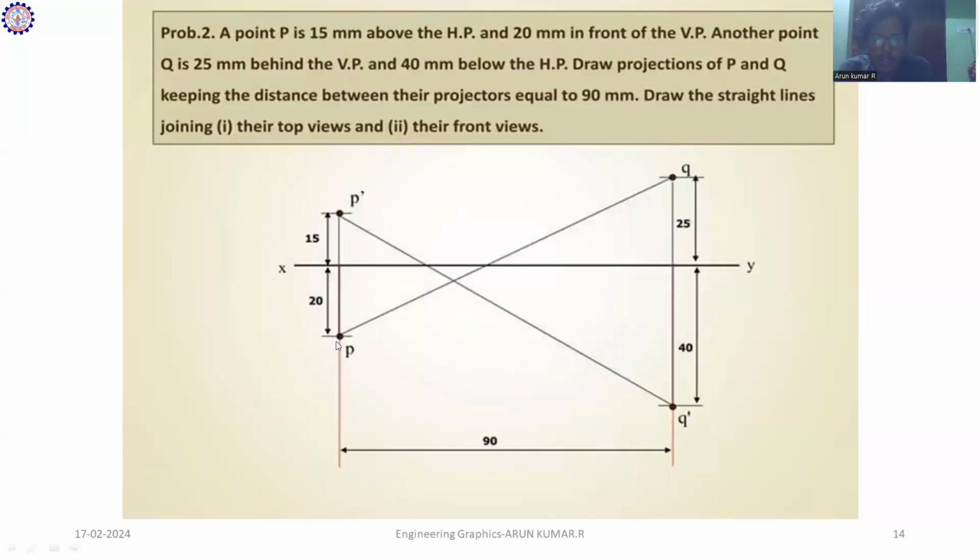Good morning. In this lecture series, we see about projection of points. We see the numerical problem.